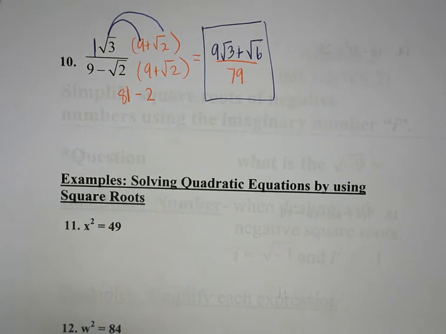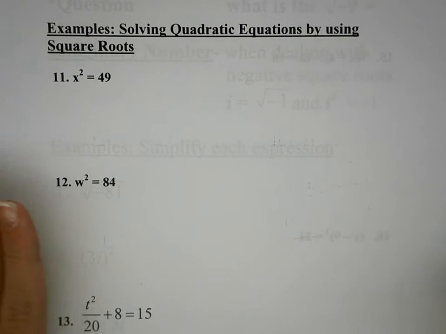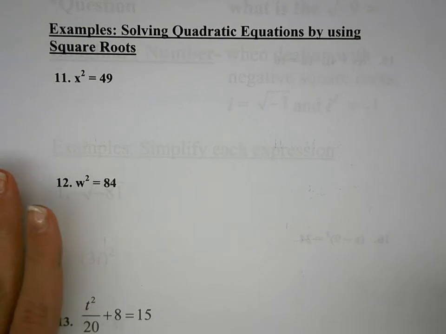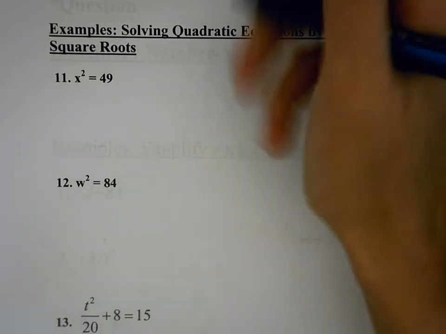All right, next we're gonna talk about solving quadratic equations by using square roots. Last unit, we set everything equal to 0. You can do that as well this unit, but I feel like this way is a little bit easier. So I'm gonna write out the steps. They're not in your notes, so maybe you wanna write these.